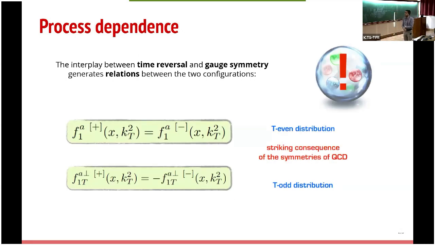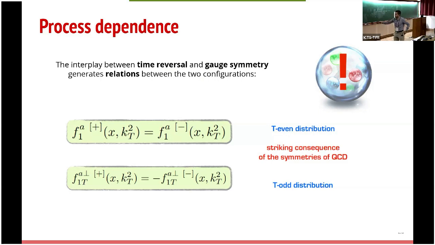So the solution of this puzzle is the following. By mixing time reversal invariance with gauge invariance, there is a very nice, say, accident that basically lets some of these distributions, like the unpolarized distribution, be the same. These are the so-called time reversal even distributions. So these functions are the same between the plus and minus configuration, so they are the same between Drell-Yan and semi-inclusive DIS, or they get a minus sign by switching process.